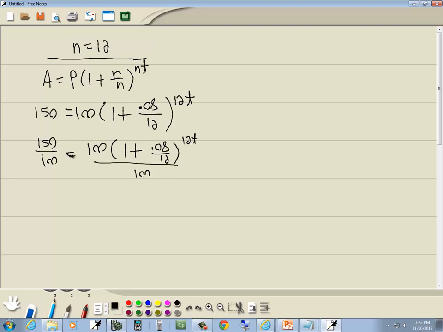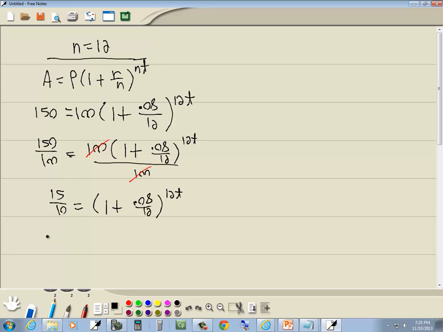I'll do a little bit of simplifying on the left side, not much. Both those are divisible by 10, so it gives me 15 over 10. And over on the right side, these hundreds cancel, and we've got 1 plus 0.08 divided by 12 to the 12t power. You do not have to simplify this. If you left it as 150 over 100, you'll get the same answer. You're eventually going to plug it in the calculator anyway, so you don't save a whole lot by spending a lot of time simplifying it, except for possibly making a mistake.